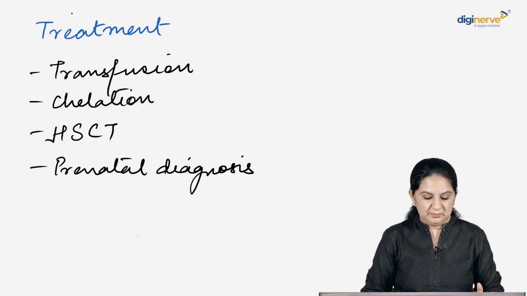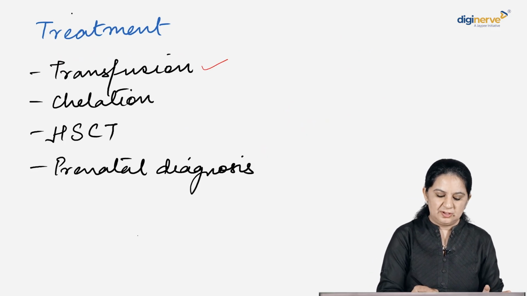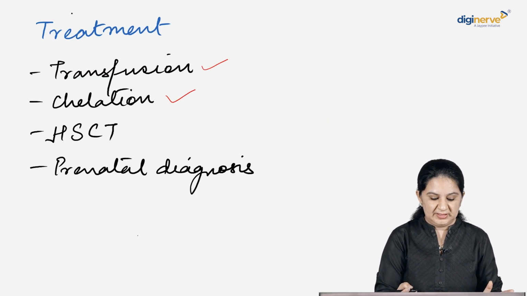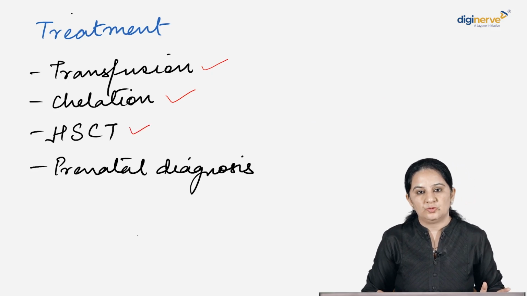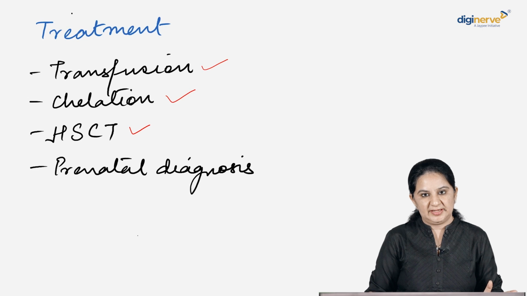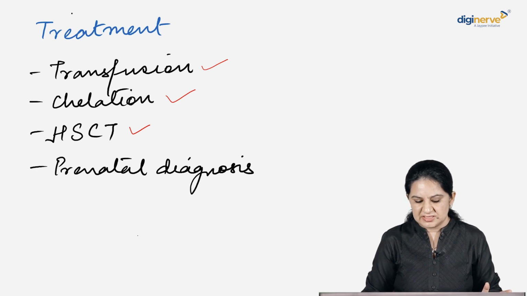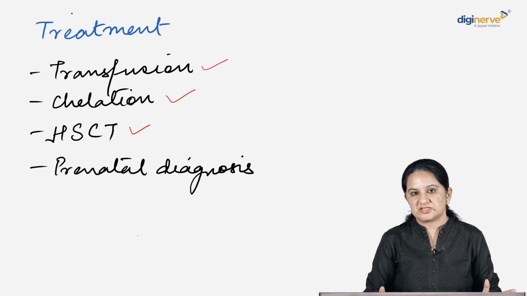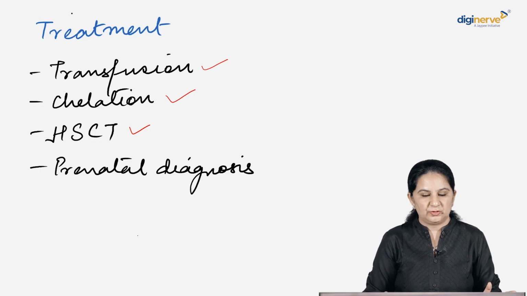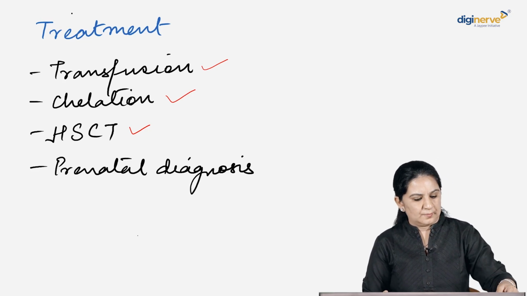So, coming to the treatment. We all know treatment for beta thalassemia is transfusion, prevention of iron overload by chelation, and stem cell transplantation, but the most important is prenatal genetic diagnosis to prevent the occurrence of thalassemia. Transfusion and chelation do help survival of patients till the third decade, but the prognosis is very grim.